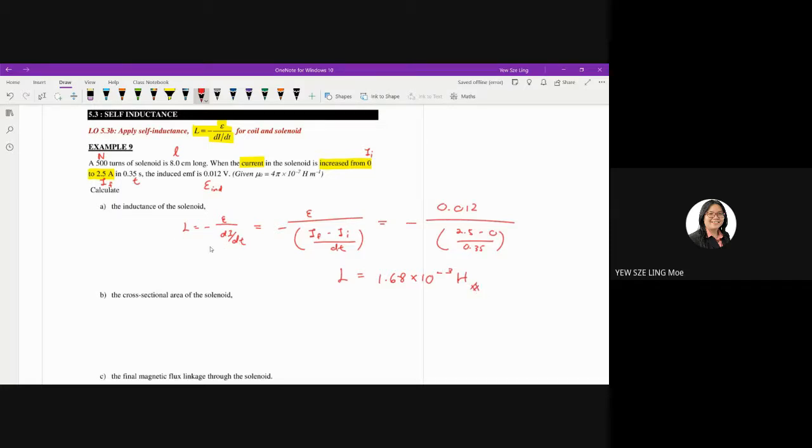So start from this equation. You have to know how to use this equation, especially when you're given the current, the change in the current. So from 0 to 2.5, that means that is a change. Change is a di, I final minus I initial.